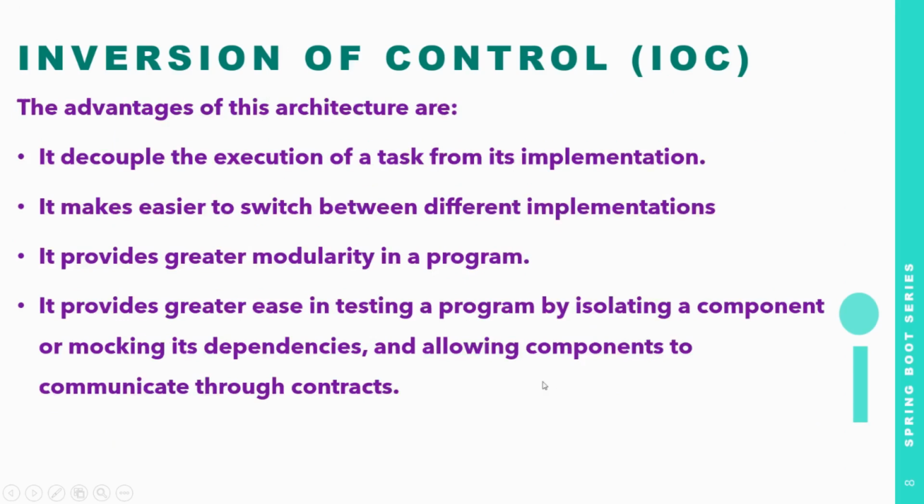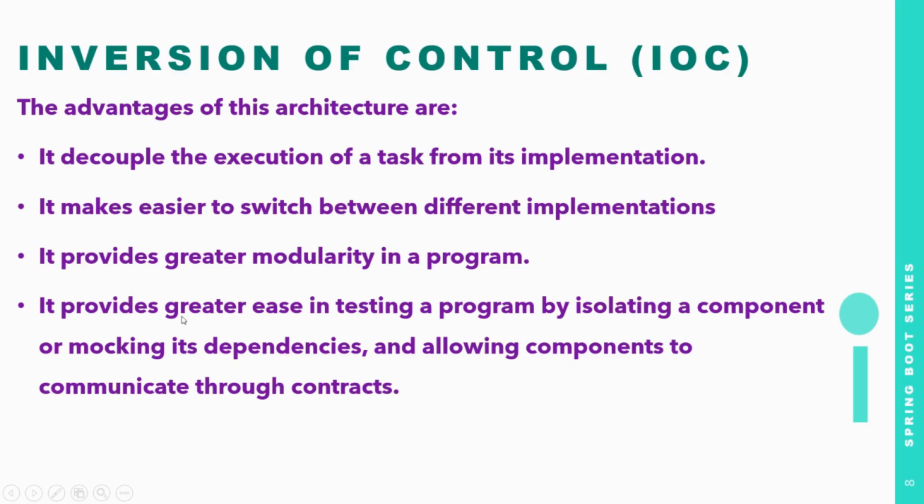In IOC, it decouples the execution of a task from its implementation, and it makes it easier to switch between different implementations. It also provides greater modularity in our program, and greater ease in testing. We can test a program by isolating a component or mocking its dependency and allow components to communicate through contracts. So these are some advantages of our inversion of control architecture.